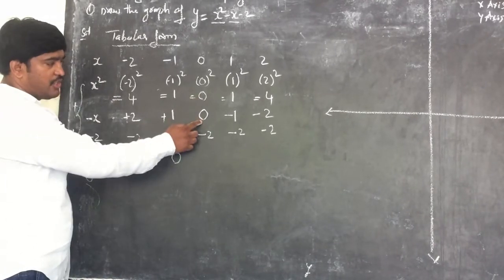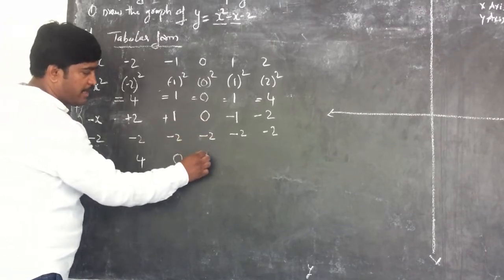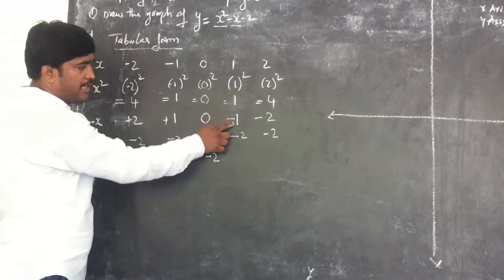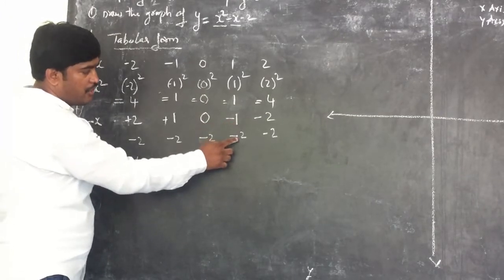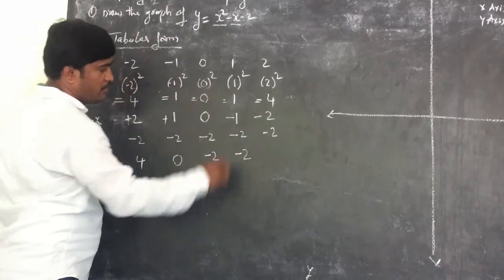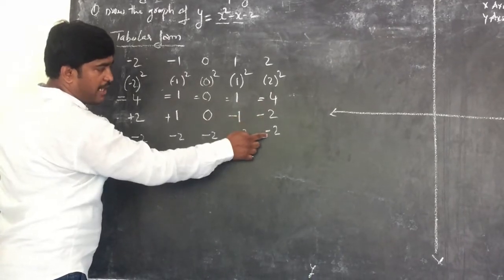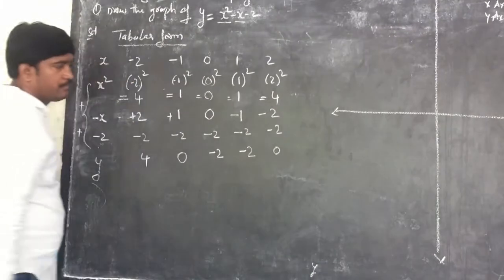Similarly, 0 plus 0, 0, 0 plus minus 2, minus 2. And what is the next value? 1, 1 minus 1, 0, 0 minus 2, minus 2. Similarly, 4 minus 2, 2, 2 minus 2, 0.